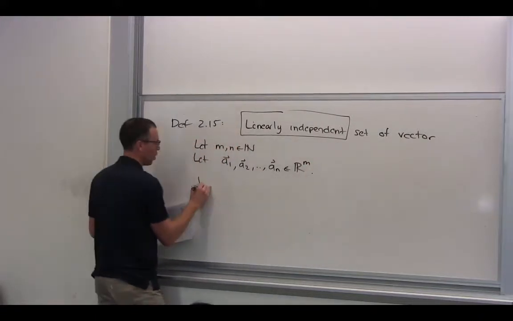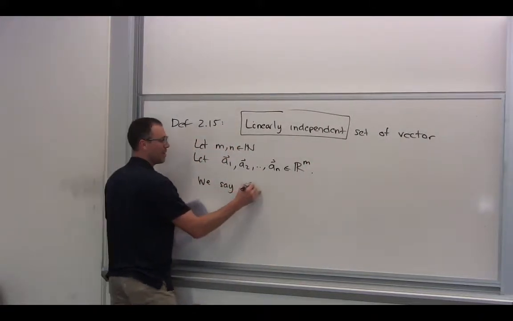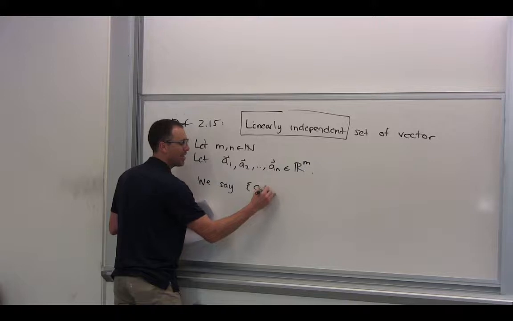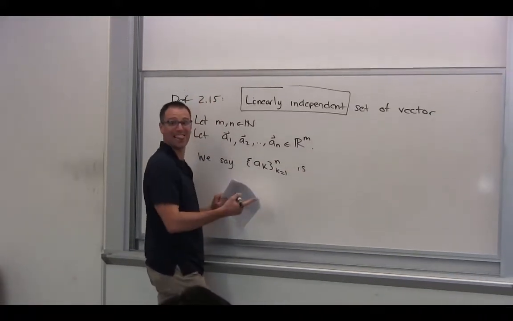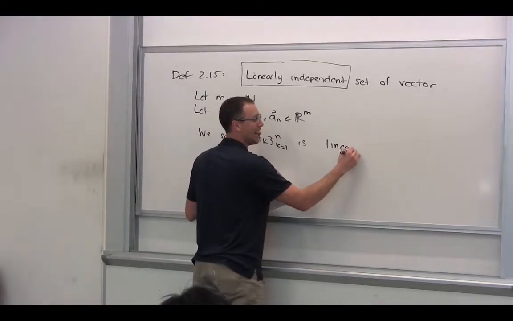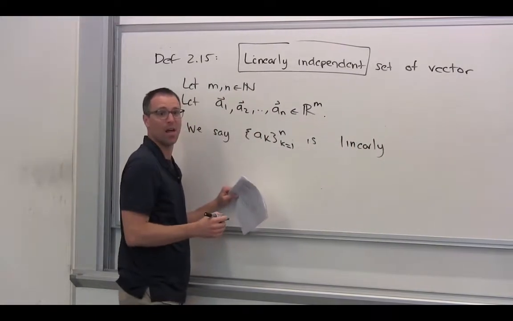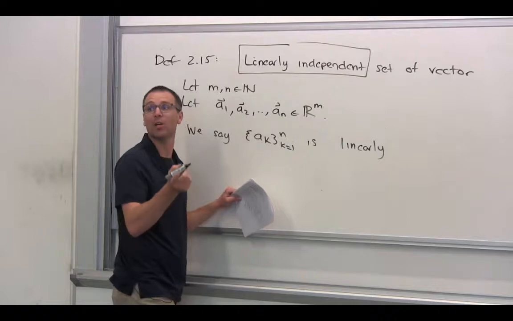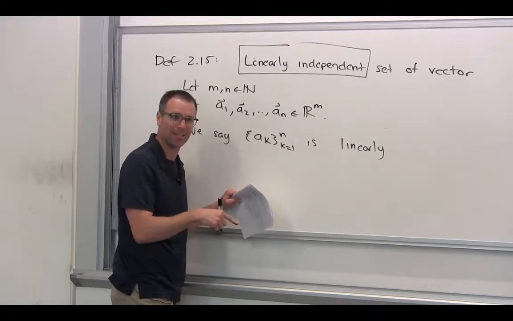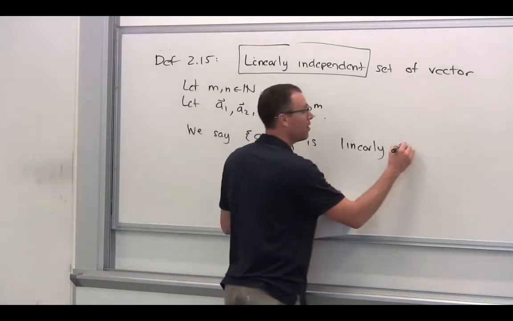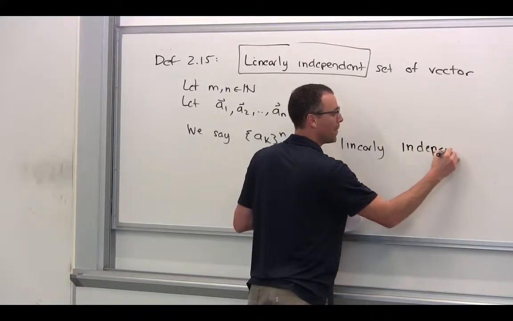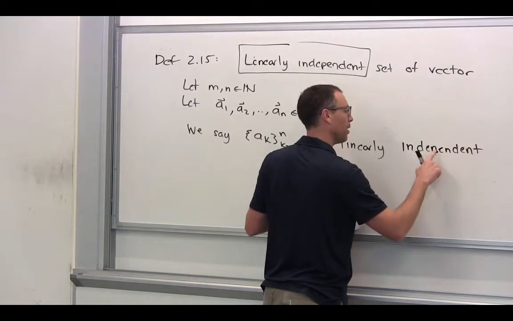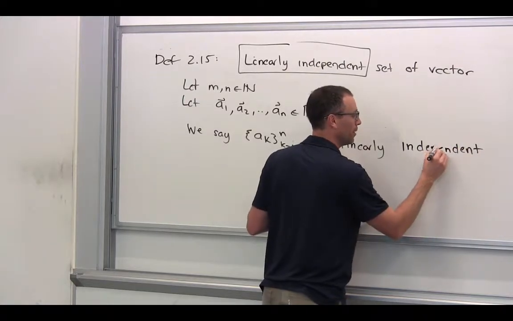Rm. We say the set a1 to an is, what do we say? Not linearly dependent. In other words, linearly independent. That's maybe the ugliest looking P that I've written in a long time.